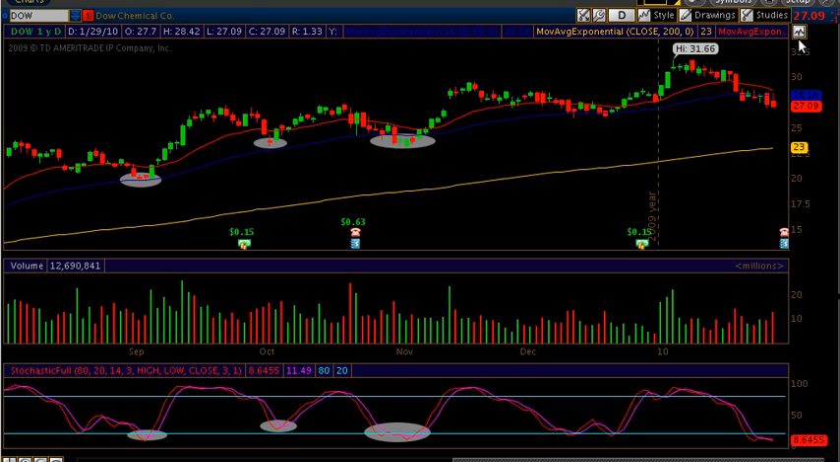Stochastics come back up out of the oversold area, and I cannot stress enough, don't just jump into a trade because it's oversold, because it could get embedded down in there and you could have a sell-off for 2, 3, 4, 5 trading days, or even longer. You always want to wait for confirmation that the pullback is going to reverse. So this is basically buy the dips and sell the rips, as the old saying goes.